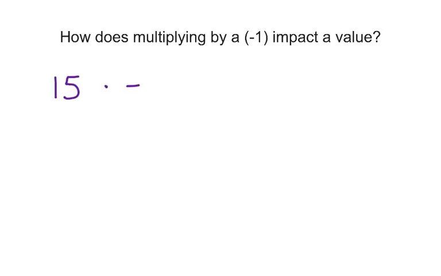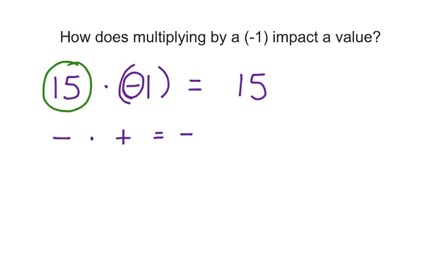15 times a -1. Now, we know that any number times 1 is that number. So 15 times 1 would be 15. However, we have a negative here. We know that a negative times a positive is going to equal a negative. In this example, 15 is positive, 1 is negative. So as a result, our answer is -15.